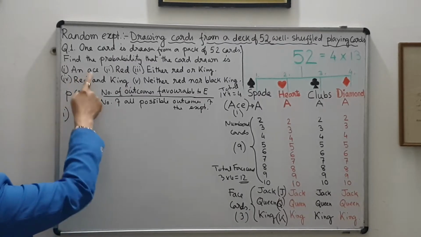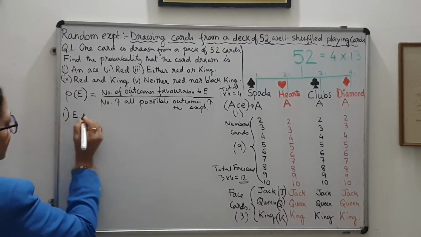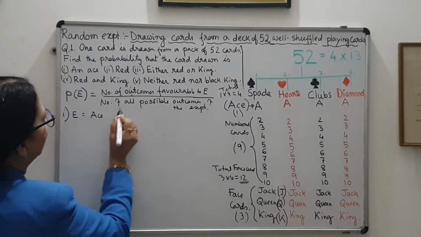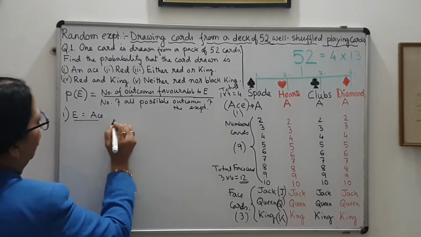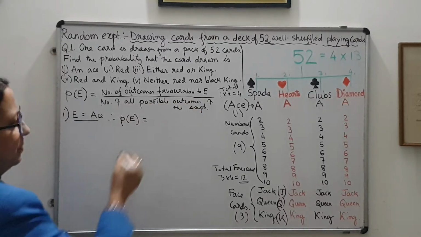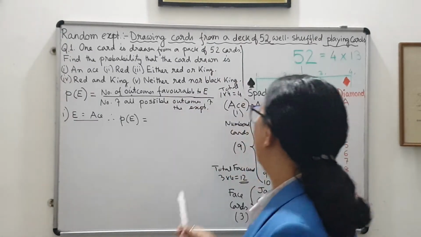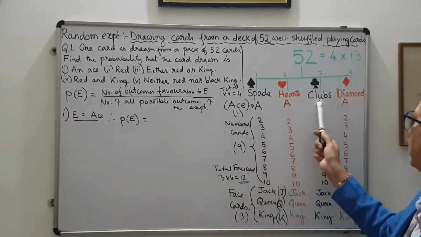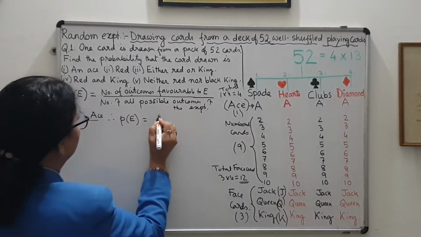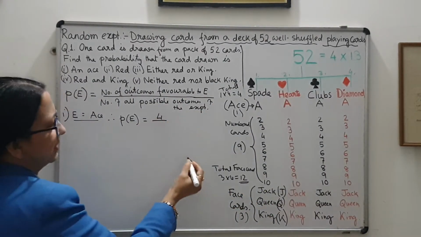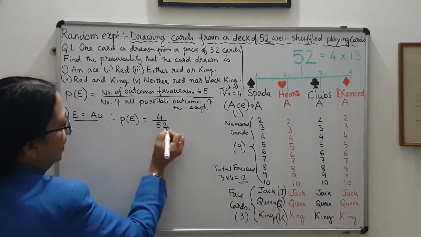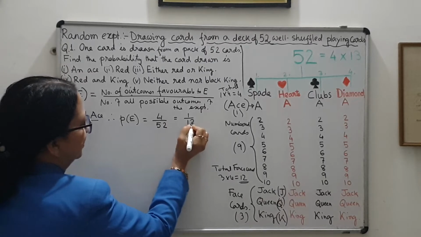In the first case, what is the event? The event is ace. It has to be an ace. So by this definition, the probability is the number of favorable outcomes upon the total. How many aces are there? 1, 2, 3, 4. 4 aces are there, so 4 is the number of favorable outcomes. And for total number of outcomes, any of the 52 cards can be drawn. So it is 1 upon 13. This is the answer.